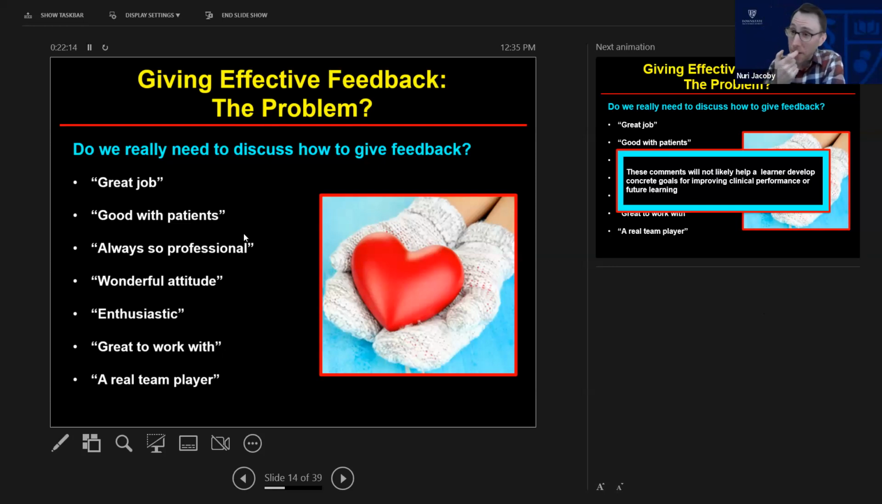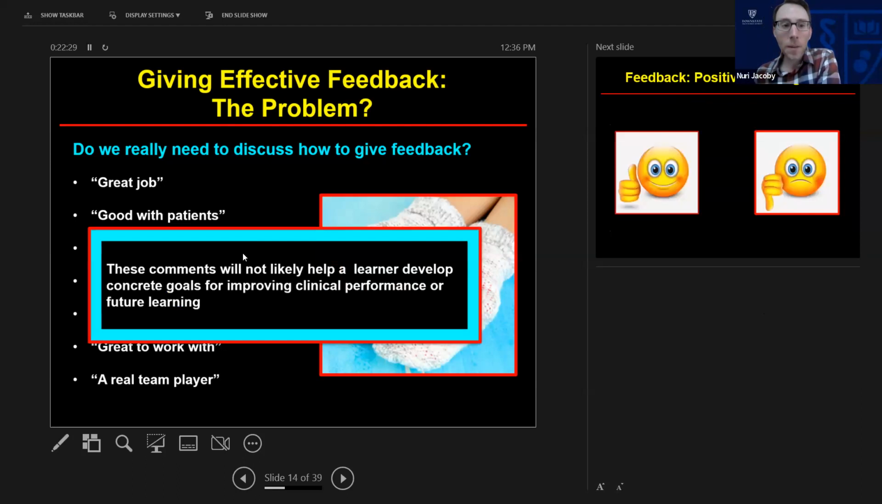But I actually have to say that when I was a resident and I got that feedback, I was like, yes, I'm rocking it. Nowadays, when a student gets that feedback, they're like, okay, but how do I actually improve? The expectations are really different. So these comments won't help a learner develop concrete goals for improving clinical performance or future learning.